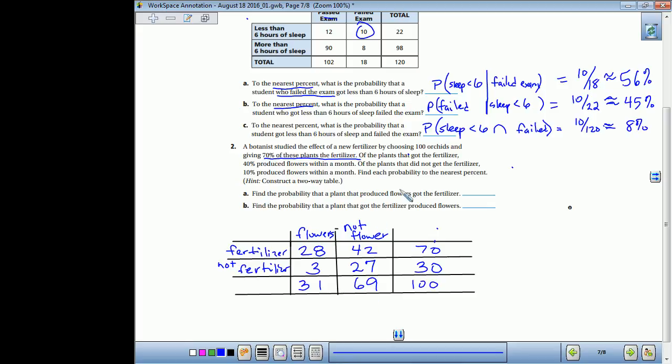Okay, so A, find the probability that a plant produced flowers got the fertilizer. Is there a condition? No, there's not. Yes, what is the condition? That they produce flowers. Well, I did that. Okay? When you're reading a conditional statement or probability, will the one that's given always be first? Not necessarily. I can word it both ways. I think I did on your review, so that you could see it. If I didn't, I will make sure I do it in a warm-up.